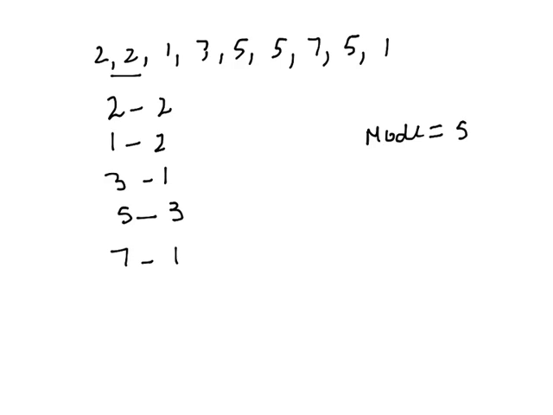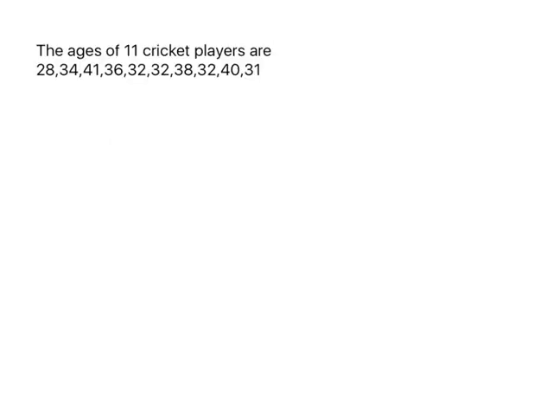Let's take some examples to understand it. The first example is, we have been given the ages of 11 cricket players and we have to find out the mode. So we know the mode is the value which occurs most frequently. To find it, we will arrange the numbers in ascending or descending order. Here I am arranging in ascending order.